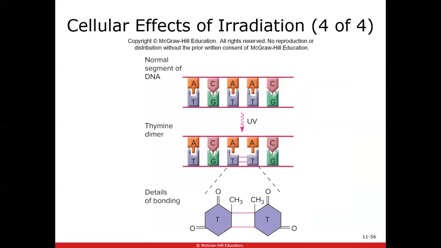And so here are some of the cellular effects of radiation. This is a normal segment where the adenine, cytosine, adenine, adenine, cytosine pairs with thymine, guanine, thymine, thymine, guanine. What ends up happening is if you have UV light that affects it, it creates a thymine dimer. Whenever there's two thymines together, instead of pairing with the adenine like it should, it actually attaches to the thymine next to it. It creates a thymine dimer, and it makes this entire sequence ineffective.